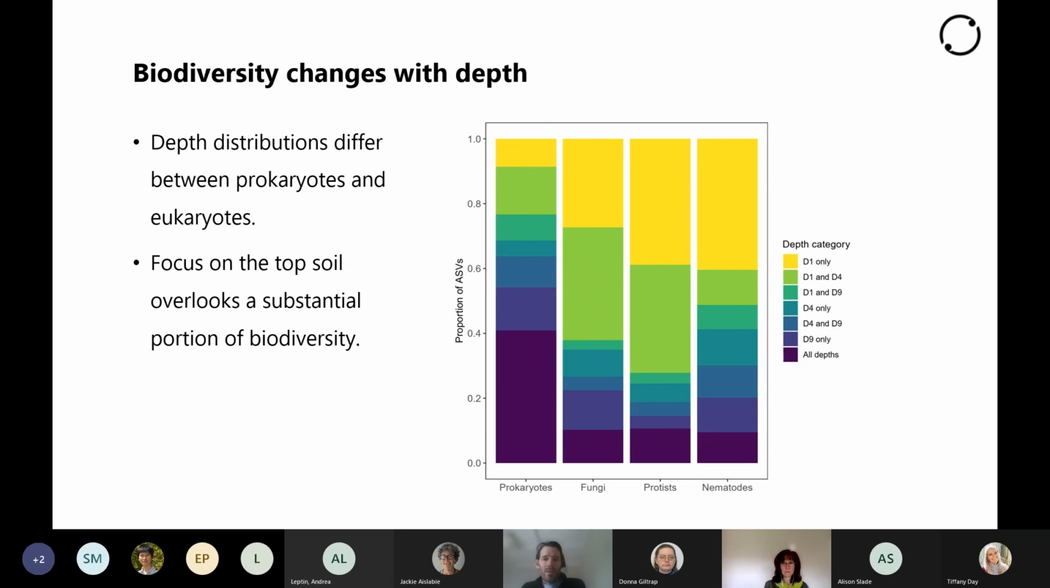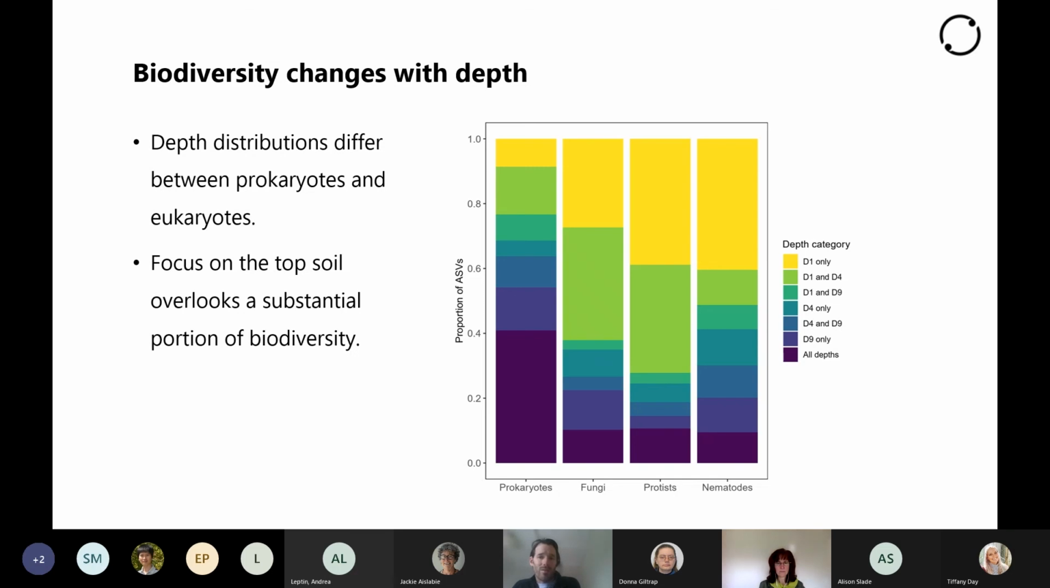This shows the depth distributions of these different groups throughout the soil column, which differed between prokaryotes and eukaryote groups. We observed that about 75% of prokaryotes occurred at multiple depths, at 2 or 3 depths in the soil, including 40% that were detected at all 3 depths in the soil. In contrast, fungi, protists, and nematodes were more specialized by depth, with about 40 to 60% found only in 1 depth, mainly in the topsoil, and 10% or less found at all depths.